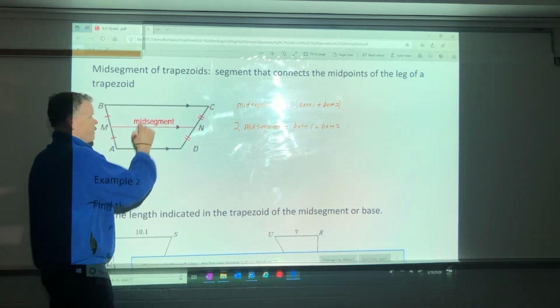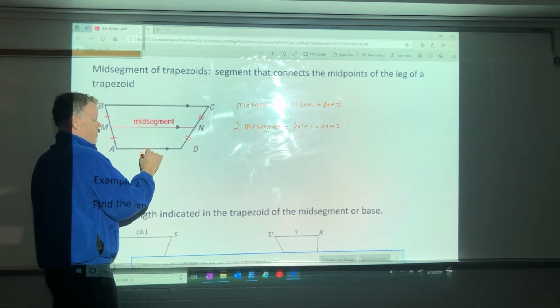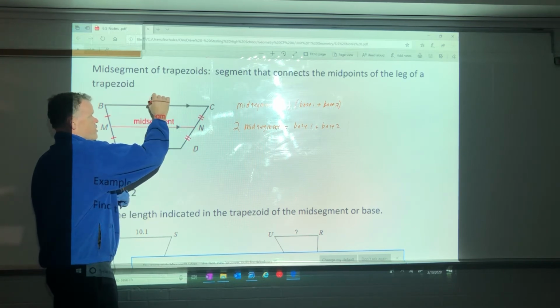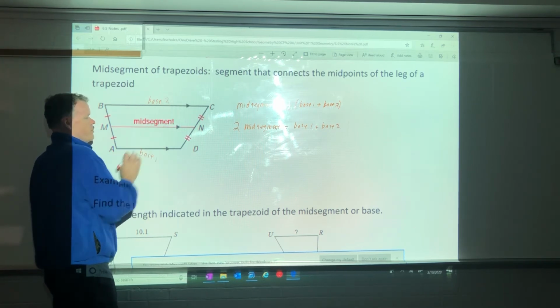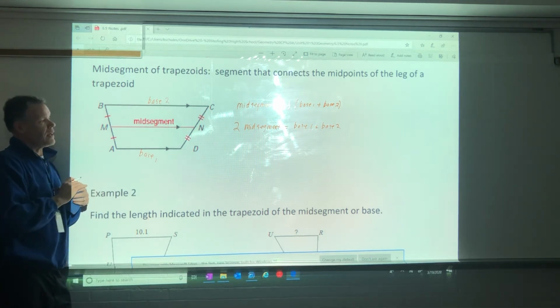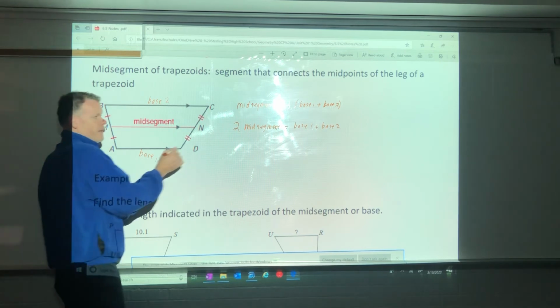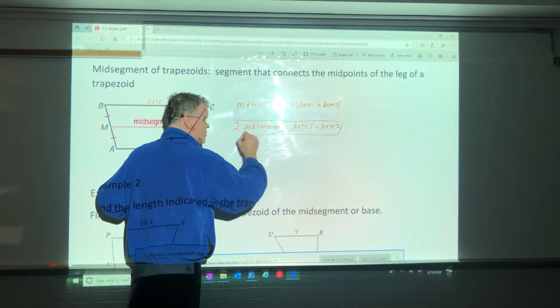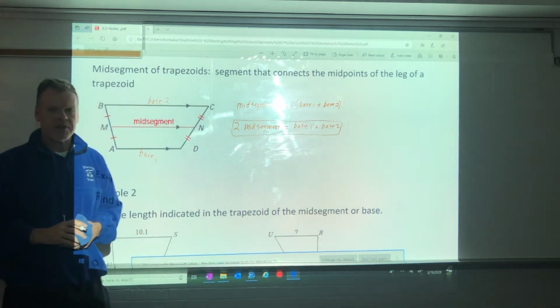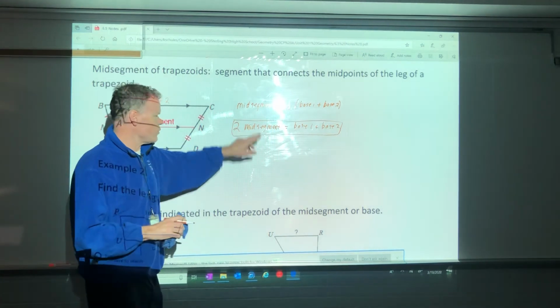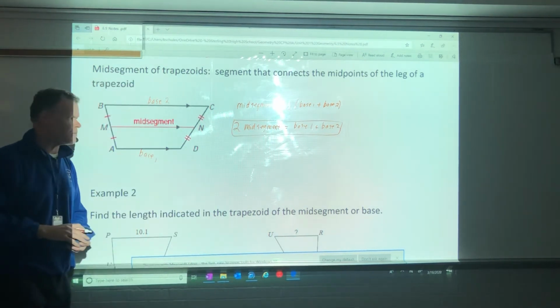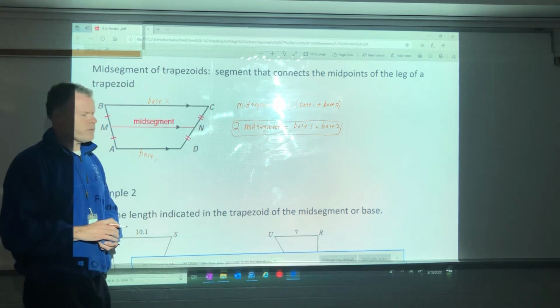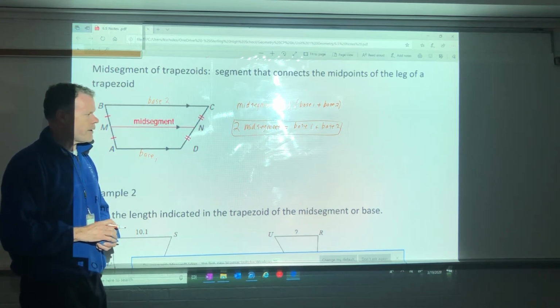Okay, so if we had, say, base 1 here, base 2. This is your mid-segment, okay? 2 times your mid-segment is going to equal base 1 plus base 2. This is the formula, but I like going right to the second step. Just like we did with triangles, makes it easier. You don't have to worry about a fraction. You can save a step. So just do 2 times your mid-segment is going to equal base 1 plus base 2. Okay, so that's your general formula right there. And I think it's better off just showing it initially right up here.